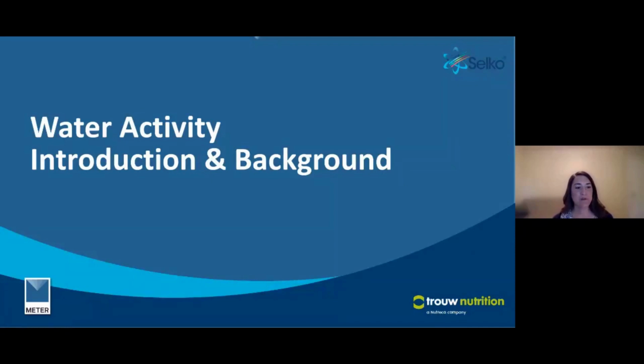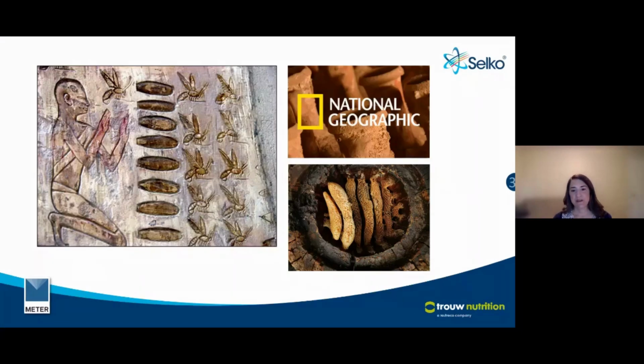All right, I'd like to begin with water activity and by introducing what that is and a little bit of background. So back in 2015, National Geographic wrote an article about archaeologists that had been excavating in the pyramids. One of the things that was really remarkable is they found all these pots of honey. And these pots were over 3,000 years old. And the amazing thing about that is that the honey was still edible. So even after that amount of time, you still could eat that honey without any harm.